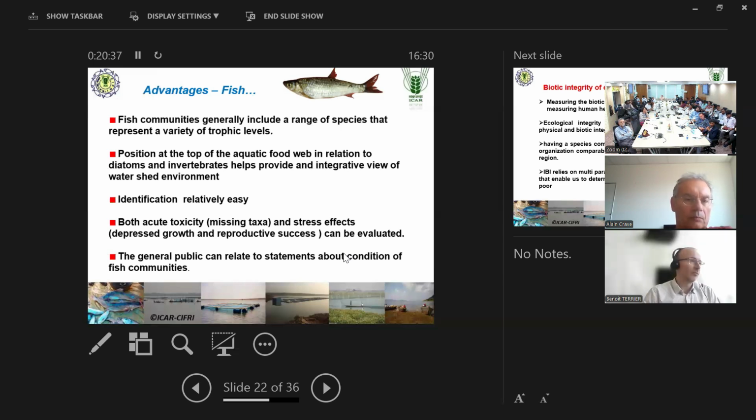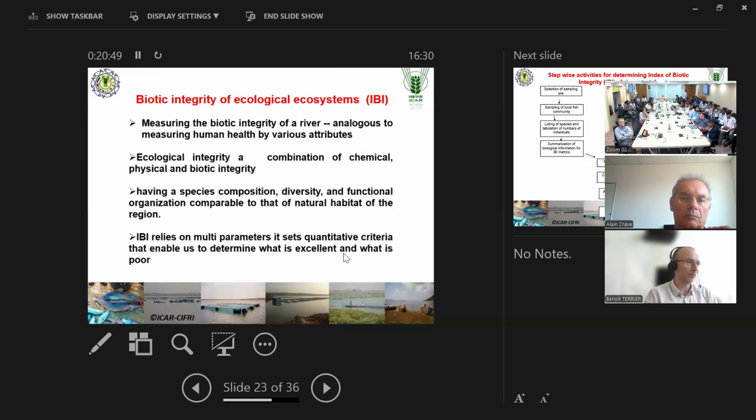Like we were discussing, from the fisherman's perspective, we can go and talk to them about which species they were getting, and whether there is a shift in the fish population or not. So these are the reasons it is easy to take fish as a model for the assessment. Particularly, we consider the Index of Biotic Integrity of the ecosystem, or IBI index. So this is the index we use.